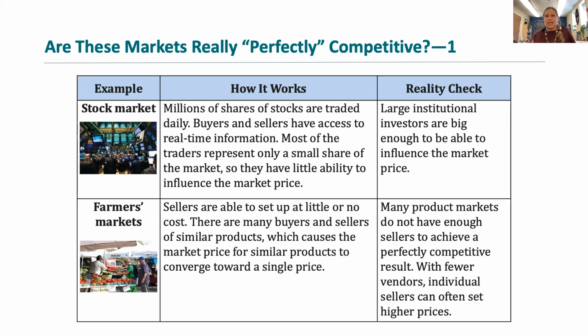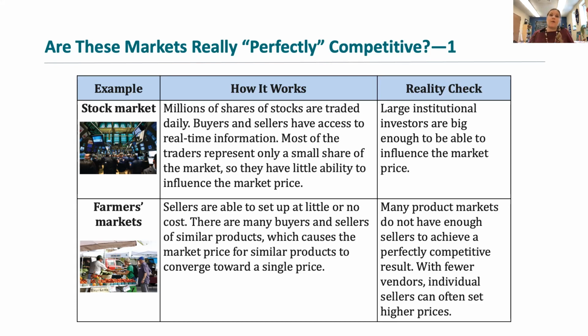At first, the stock market seems like a perfectly competitive market. There are millions of shares of stock traded daily, lots of buyers and lots of sellers. The buyers and sellers have access to real-time information, and most of the traders represent only a small share of the market, so they don't really have the ability to influence market price. This means that they're price takers. However, the free entry and free exit situation has been negated. Large institutional investors are big enough to be able to influence who can come in and out of this market and what the dominant price in the market is going to be. And so for this reason, the stock market is actually not perfectly competitive.